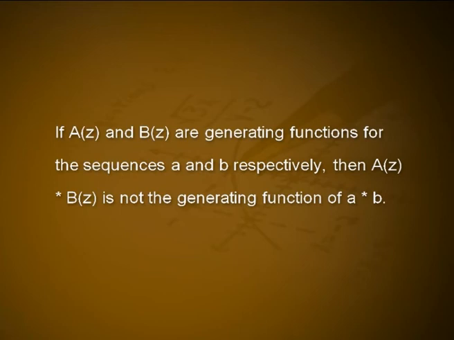Note: if A of z and B of z are generating functions for the sequences A and B respectively, then A of z star B of z is not the generating function of A star B.